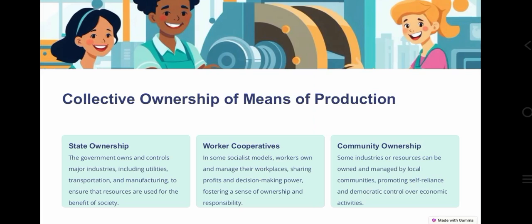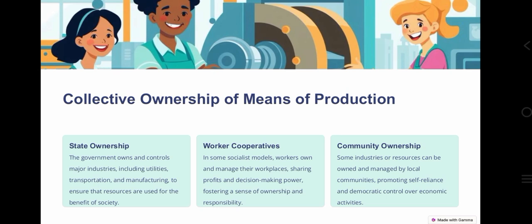Yes, class. Some challenges are also there for a socialistic economy. So let us see. First one is inefficient resource allocation. Due to inefficient allocation of resources, a problem can arise for productivity or production. It is the first challenge for a socialistic economy.